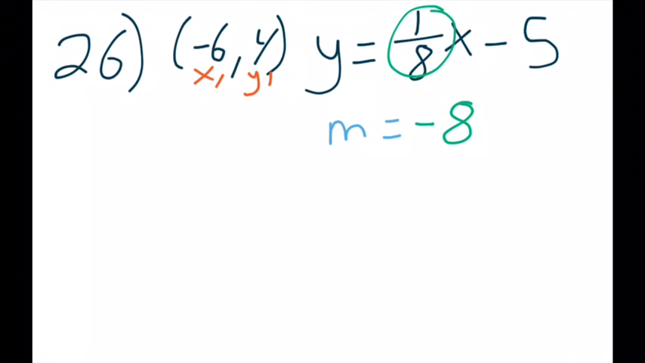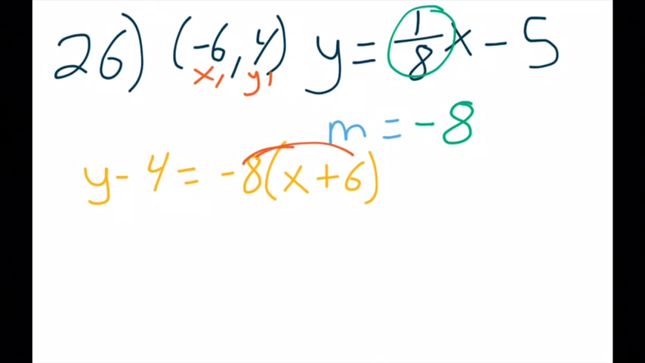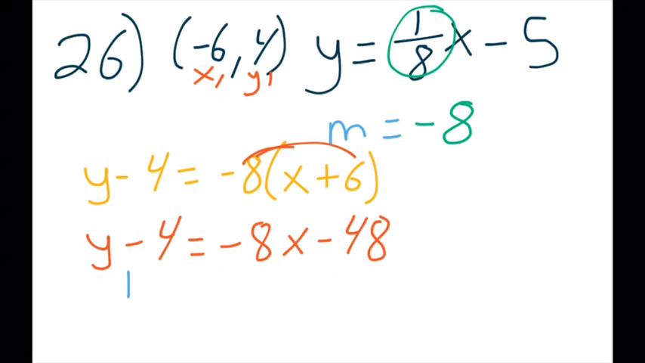So now I'm going to plug this into my form. Y subtract 4 equals negative 8 times x minus a negative 6, which is x plus 6. Now we're going to distribute the negative 8 through. Y subtract 4 equals negative 8x minus 48. Add 4 to both sides, and we get y equals negative 8x minus 44.